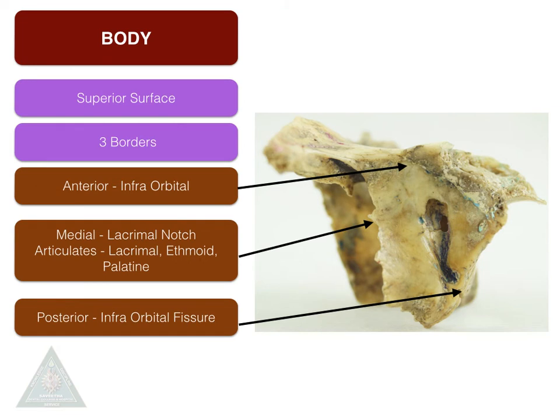The superior surface has three borders. We have the anterior or the infraorbital border. The medial border, which is straight, is marked by the lacrimal notch in front. Behind, it articulates from front to back with three bones, the lacrimal bone, the ethmoid, and the palatine. The posterior border is otherwise called the infraorbital fissure border, as it forms the inferior boundary for this fissure.